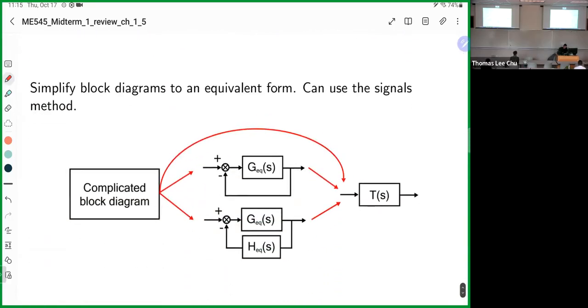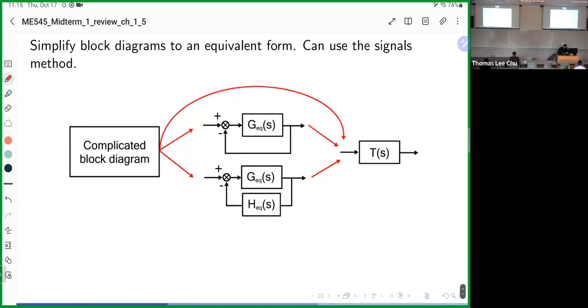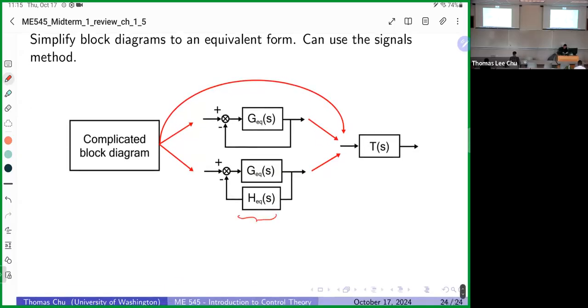Finally, we can simplify block diagrams to equivalent form and can use the signals method as well. So you can either put it into negative unity feedback, or you can put it into non-unity feedback. And then if you want to simplify it to a single closed loop transfer function form T(s), that's also okay. The reason why we sometimes do this is because we have equations for it developed already.